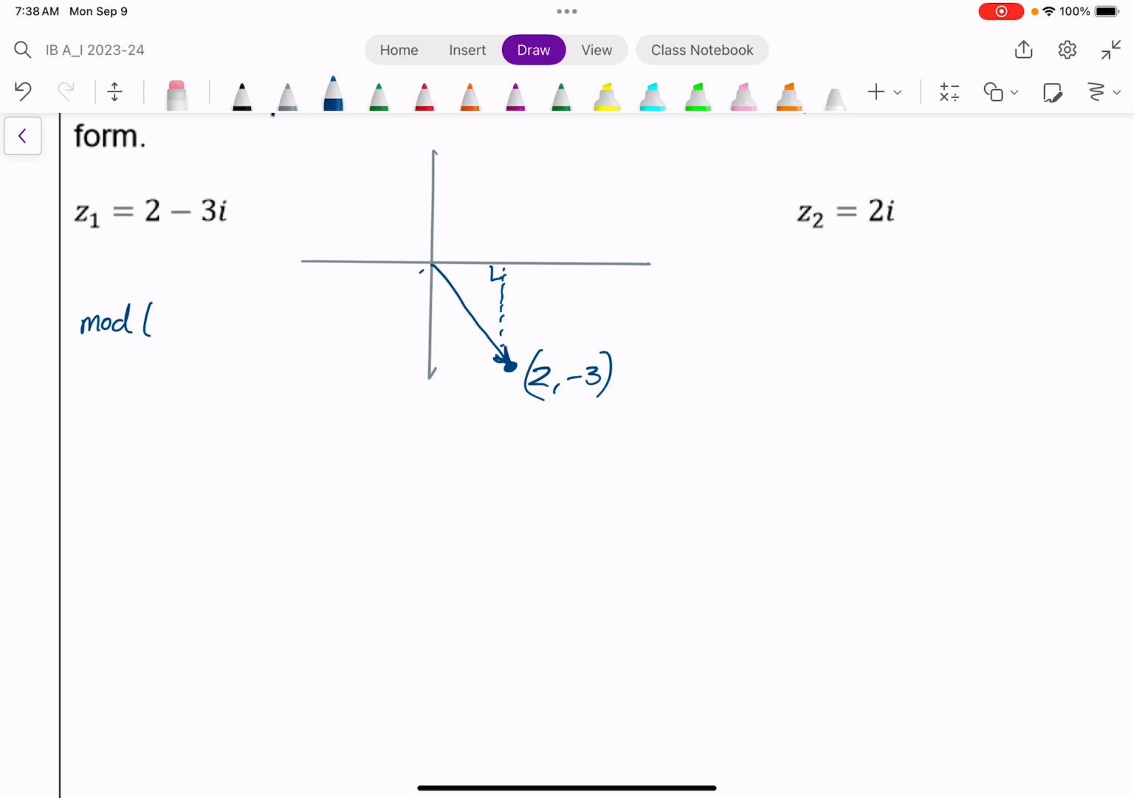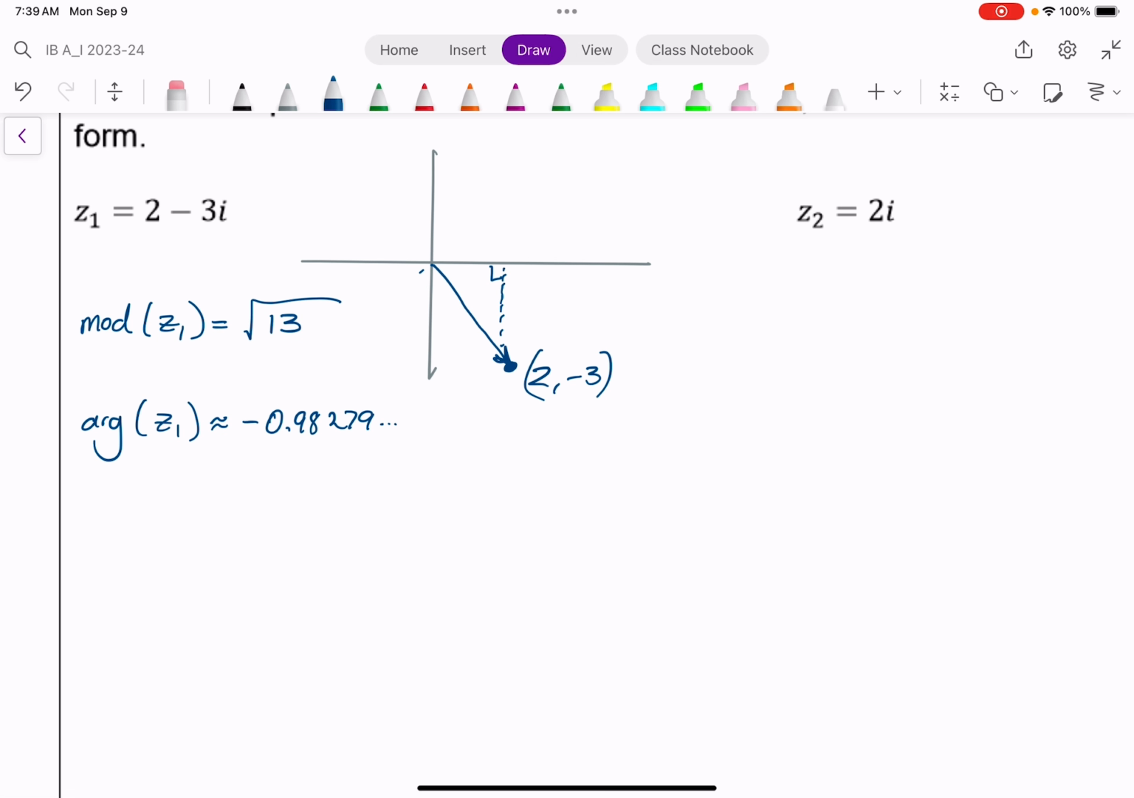So the modulus of z1 is going to be root 13, the square root of 2 squared plus minus 3 squared. The argument, just do a little bit of trigonometry here. And we talked about this sort of stuff a lot before. So you should get approximately, I'm going to stick in radians, and by default, we tend to work in radians at this point, negative 0.98279. And it goes on and on and on.